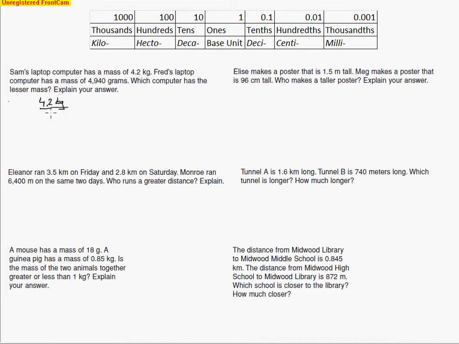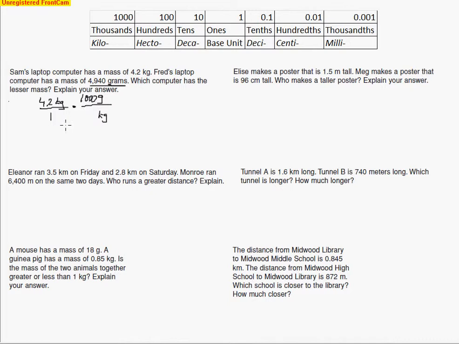So what I'm going to write down is 4.2 kilograms, and then times by a unit conversion. And so I want to cross-cancel the kilograms. So I'm going to put the kilograms on the bottom, and I want to change it to grams. I want to change it to grams because that's what these are. These are in grams, and I want to compare these two. So how many grams make a kilogram? Well, a kilogram is 1,000 base units. So that means 1,000 grams.